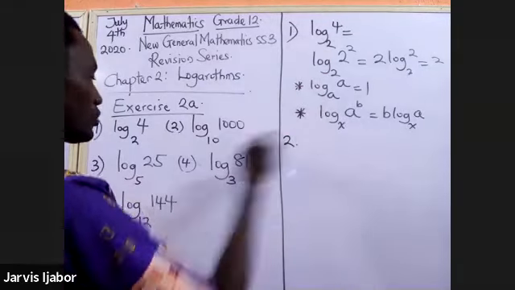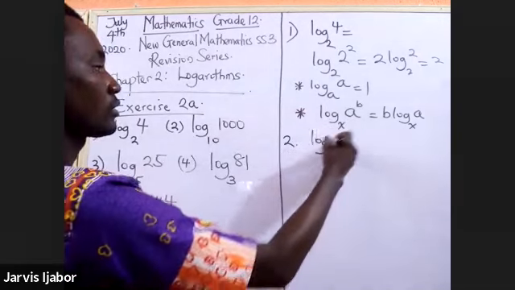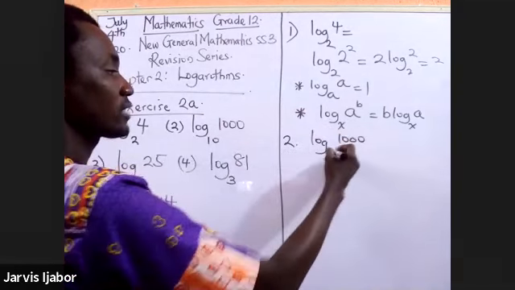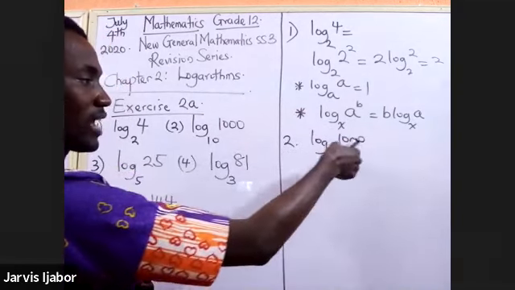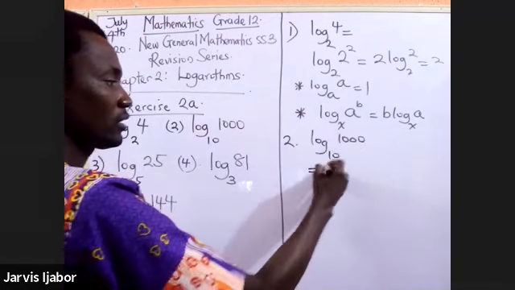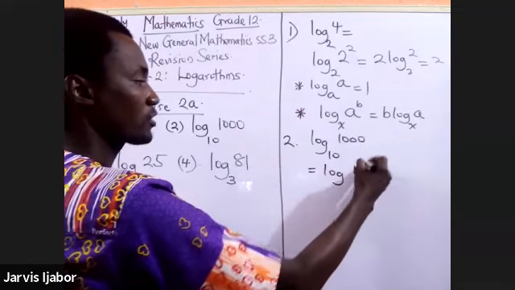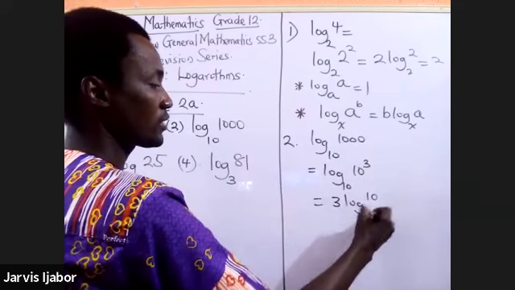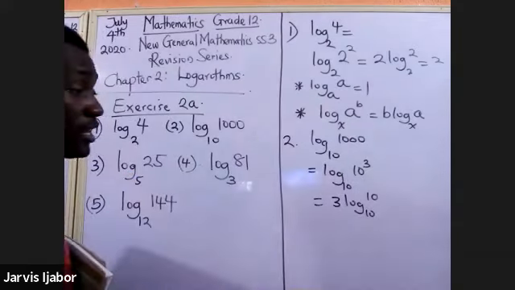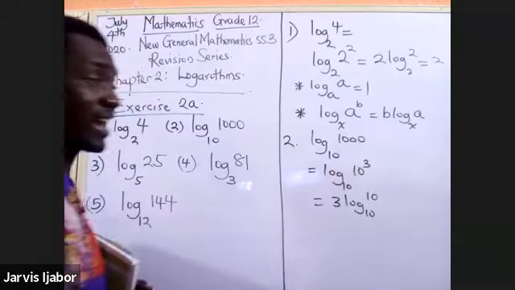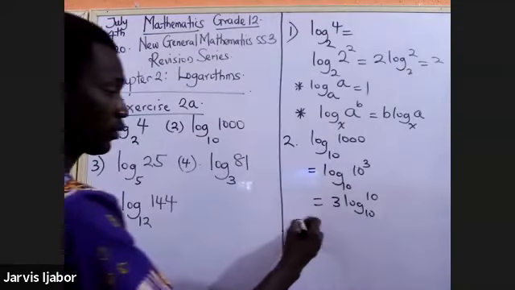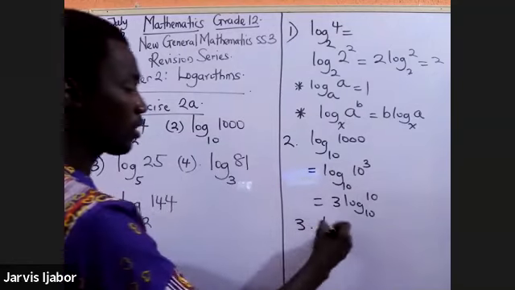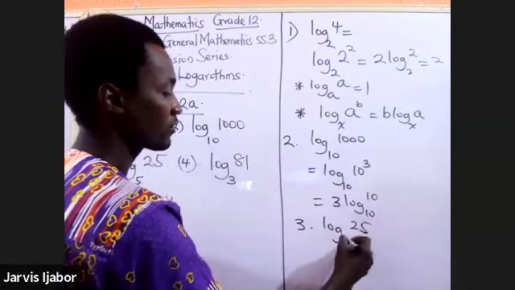If you go to number 2 now, log 1000 base 10. You try to see how many 10s you can get from this. This will be log 10 raised to the power of 3 base 10. This will be 3 log what? 10 base 10. In fact, if you have written this, you can just go straight ahead and write 3. You'll be correct.